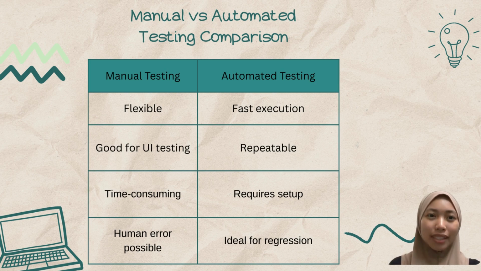In this comparison, we can see that manual testing is flexible and useful for exploratory testing, but it is time-consuming and prone to human error. On the other hand, automated testing is faster, repeatable, and ideal for regression testing, although it requires initial setup and scripting knowledge. Therefore, combining both methods provides the most effective testing strategy.